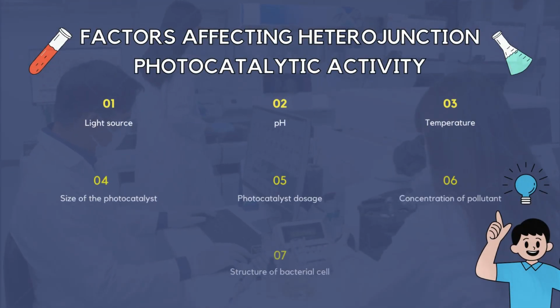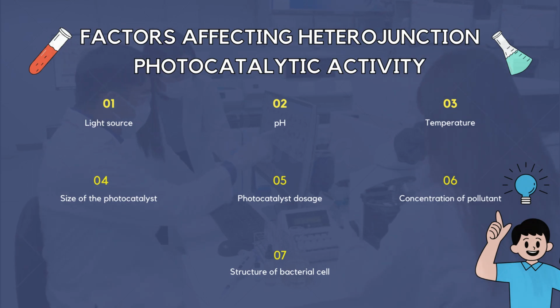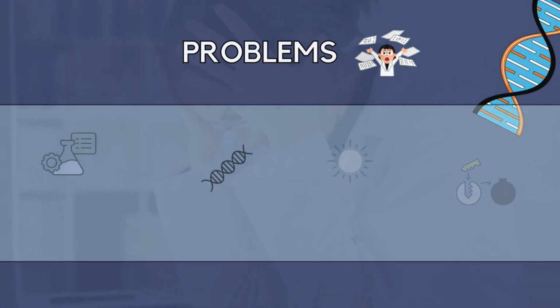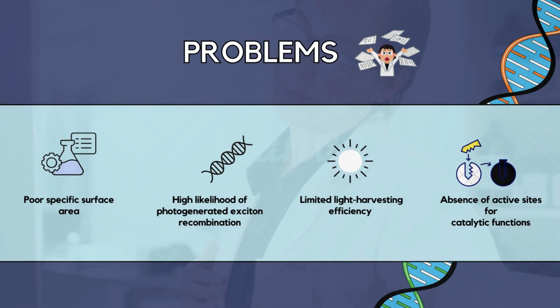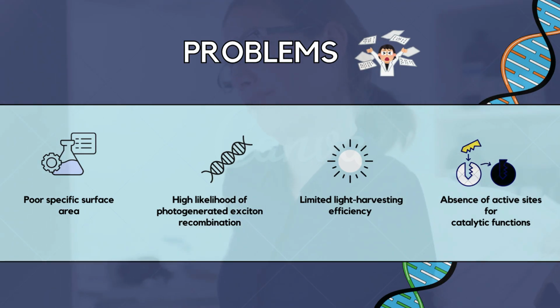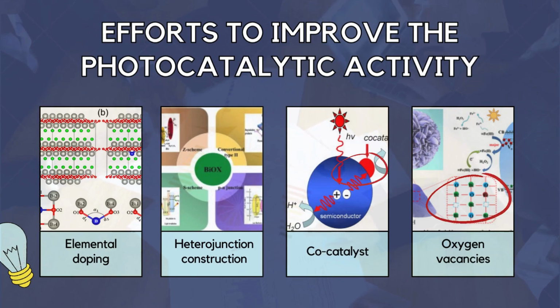Next is factors affecting heterojunction photocatalytic activity. There are 7 factors, which are light source, pH, temperature, size of the photocatalyst, photocatalyst dosage, concentration of pollutant, and structure of bacterial cell. Nevertheless, there are few fundamental problems with bare BioX, like poor specific surface area, high likelihood of photogenerated exciton recombination, limited light harvesting efficiency, and lastly, absence of active sites for catalytic functions. Thus, in order to improve photocatalytic activity, a variety of techniques have been used, such as elemental doping with metals, nonmetals, and rare earth elements, heterojunction construction, co-catalyst, as well as creating oxygen vacancies.